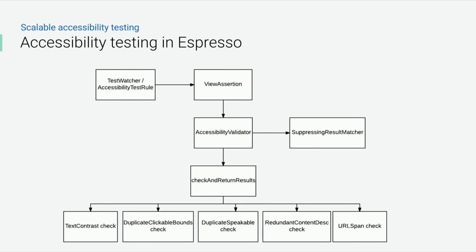So we decided to use directly, and we would add a suppressing result matcher. The result matcher will maintain a whitelist of offending views, the views that have accessibility issues. We do that because we don't want to make everything red and crash all the test cases. So we know that there are problems with these views. We have added these views to the whitelist.